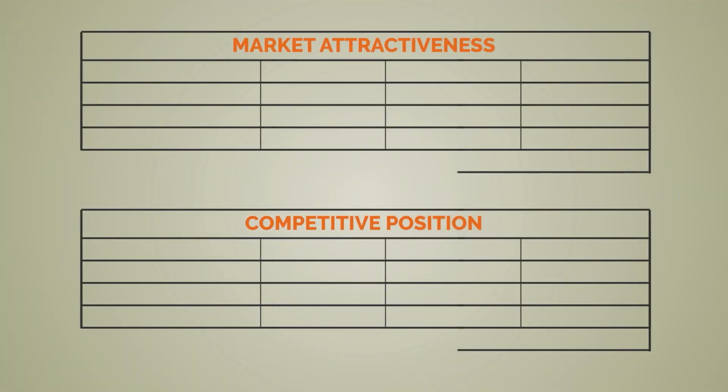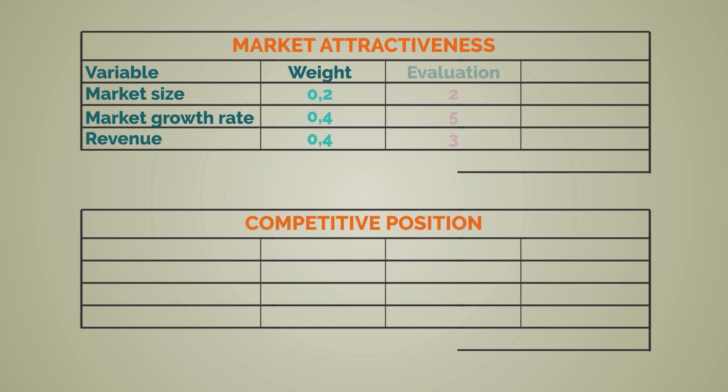To be able to include an organization's business unit on the McKinsey Matrix, we have to first analyze market attractiveness and competitive position. To assess market attractiveness, we have to choose a few factors such as market size, growth rate, and revenue. Then, we can assign appropriate weight to each factor, keeping in mind that the sum of all weights has to be 1. Next, we give each factor a subjective rating. Finally, we sum up the results. This is how a market attractiveness analysis for the McKinsey Matrix may look like.